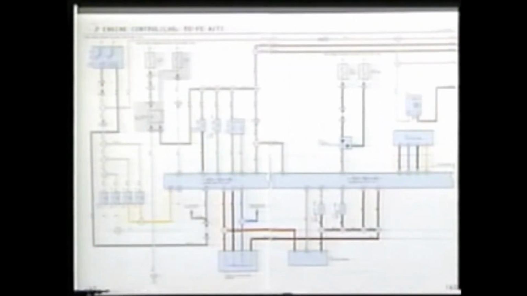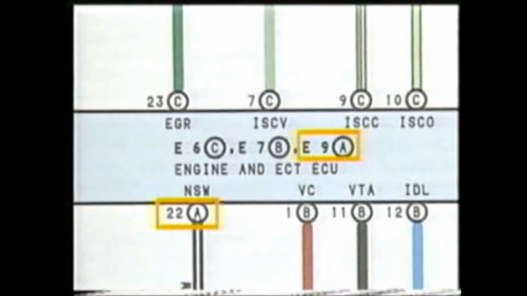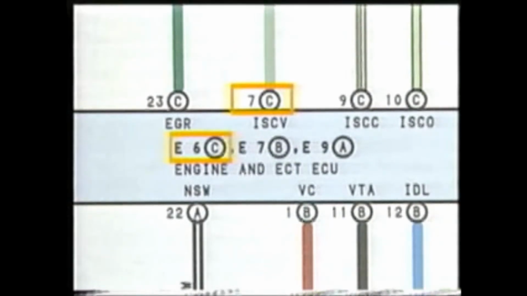This is the engine control system circuitry. If we look at the ECU terminals, we see that they are listed as A, B, and C. This is done in order to distinguish the connectors if 3 connectors are inserted in a single ECU, as is shown here. 22A is terminal number 22 of the E9 connector. 1B is terminal number 1 of the E7 connector. 7C is terminal number 7 of the E6 connector.